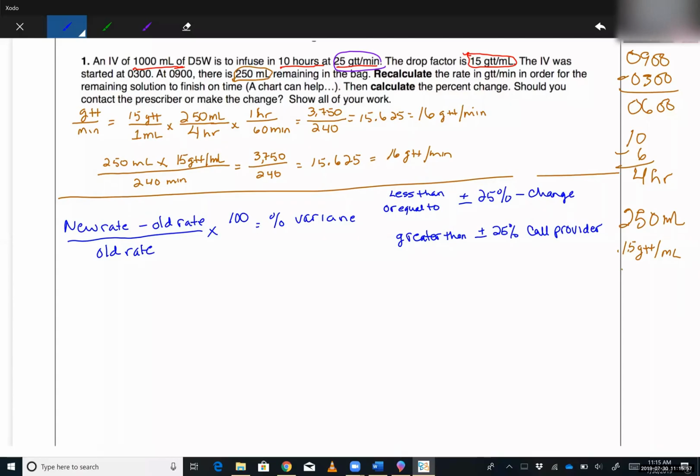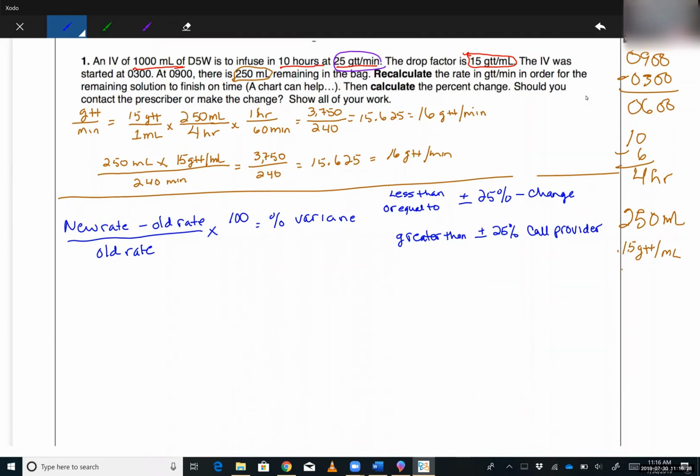We're going to calculate the percent of variance. What this means is when you have an IV that for whatever reason is running faster or slower than it should be, change in client position, we need to calculate how much that rate has changed. When the rate has changed less than or equal to 25%, after we have assessed the patient, we can adjust to the new IV rate.